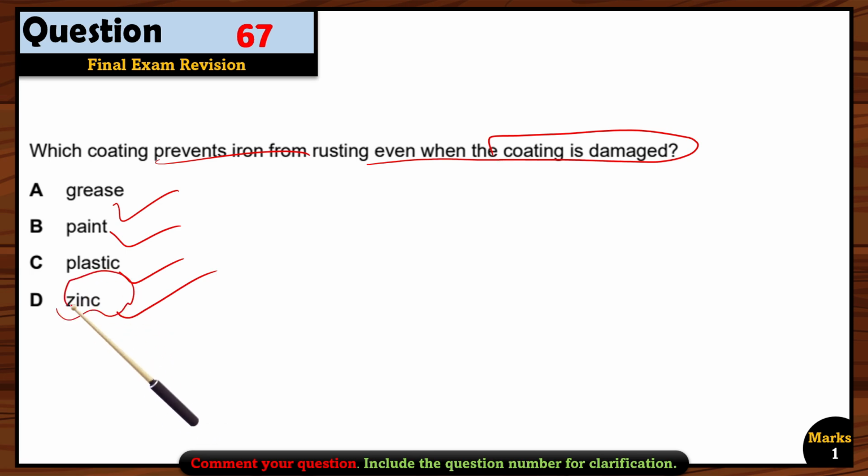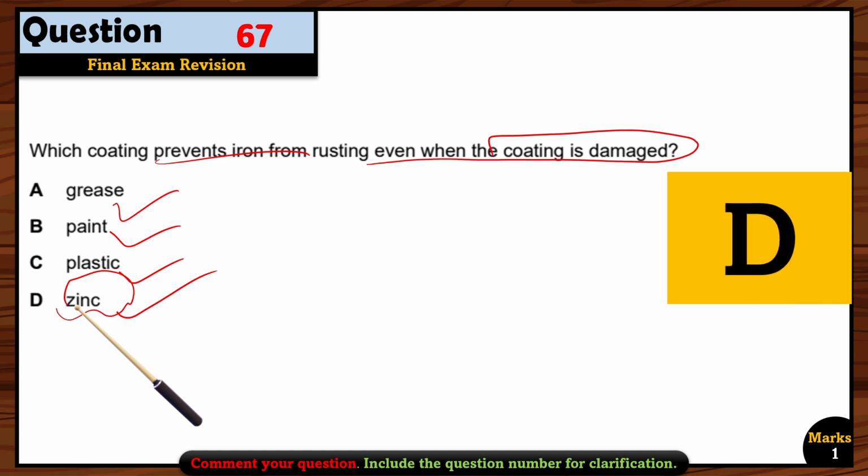So zinc is also called a sacrificial metal for iron rusting, because it will sacrifice itself by losing the electron first, and then it will protect the iron. Okay, because the rusting of iron can only be prevented by the use of zinc or maybe magnesium. These are the two most reactive metals we usually use to prevent the rusting of the iron. So option D is the right option for this question.